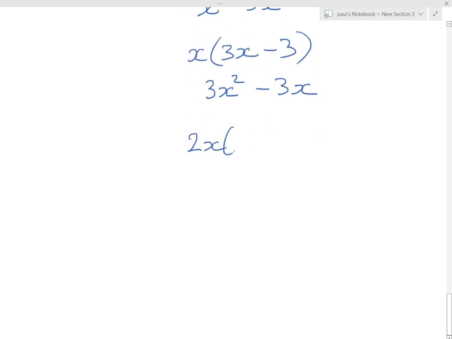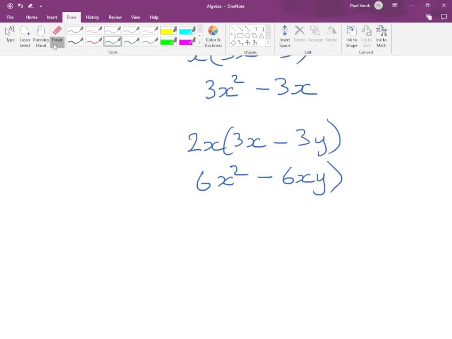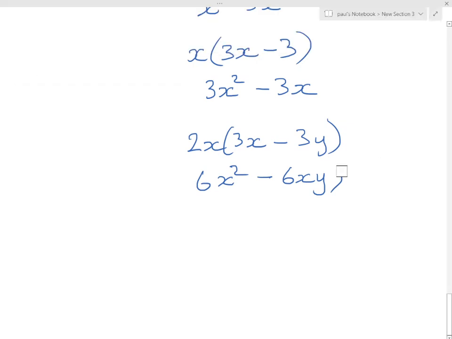2x, 3x minus 3y. 2 times 3 is 6. x times x is x squared. 2 times 3 is 6, but remember, it's a minus 3, so it's minus 6. x times the y is xy. There. Oh no, there's no bracket there. Oh dear. Alright.